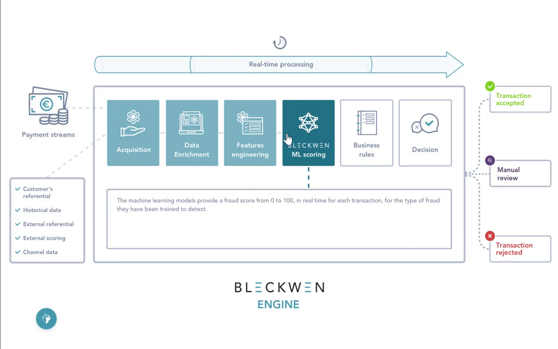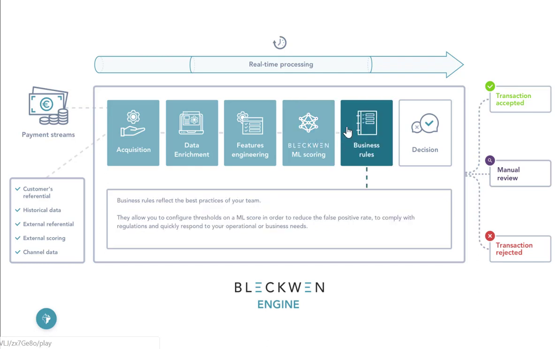Through the use of machine learning, Bleckwen can then immediately calculate a fraud score ranging from 0 to 100. This is determined by how suspicious the transaction is, and for the type of fraud the machine learning models have been trained to detect. The decision-making process is based on a set of rules. They allow you to set a threshold on a score to comply with current regulations, as well as effectively responding to your operational or business constraints.